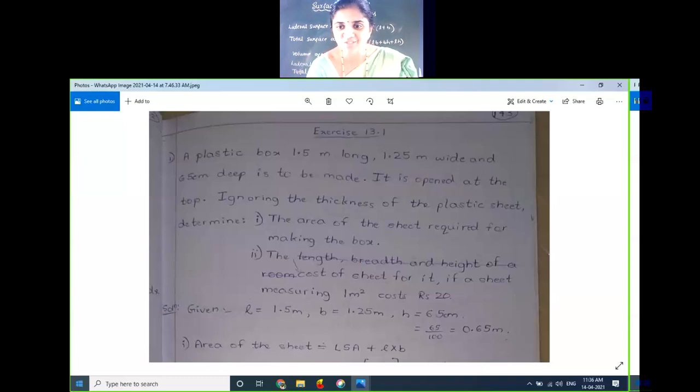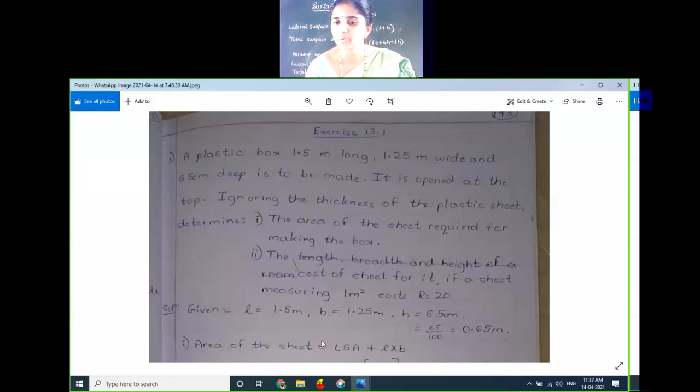Shall we start the solution of this problem? First, write the given data. Length 1.5 meter, breadth 1.25 meter and height 65 centimeter. Here you can observe the difference in the units. Length and breadth are in meter, but height is in centimeter. So we have to convert 65 centimeter into meter, which is 0.65 meter. Now all the dimensions are in the same unit.